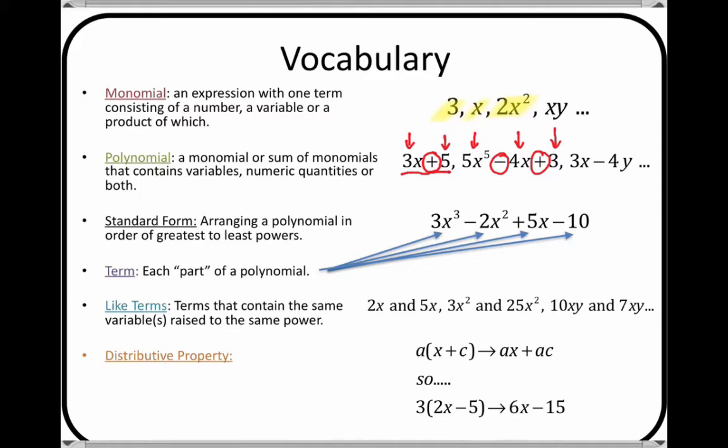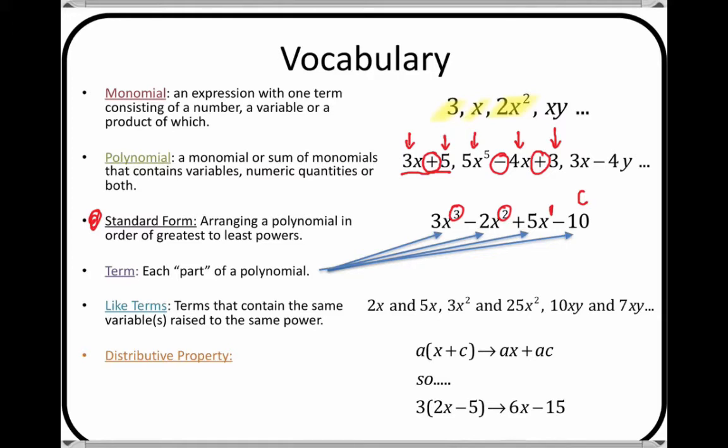Standard form just basically means this next part right here, where we are arranging the polynomial from greatest to least. So that would go power of 3, power of 2, power of 1, and technically, it's kind of weird, but x to the power 0, which is like a 1, we don't usually write that. So the constant would be the very last. A term is each part of the polynomial that's separated by an addition or subtraction sign.